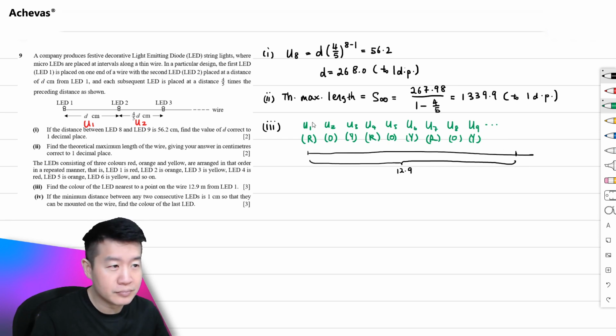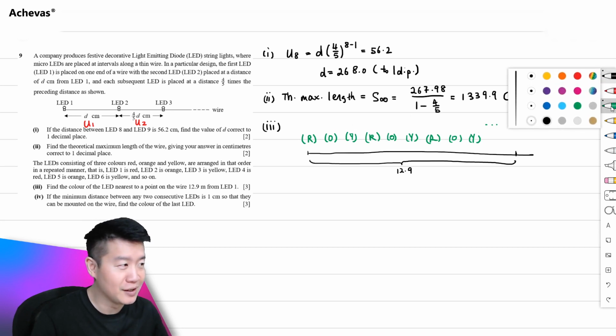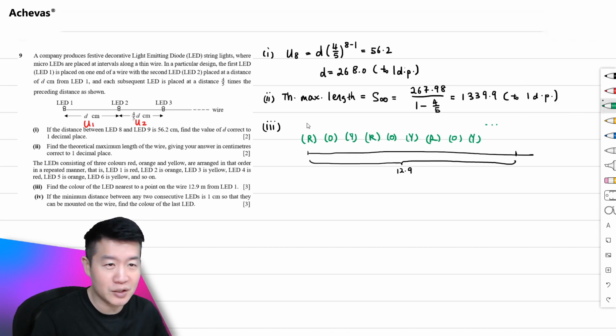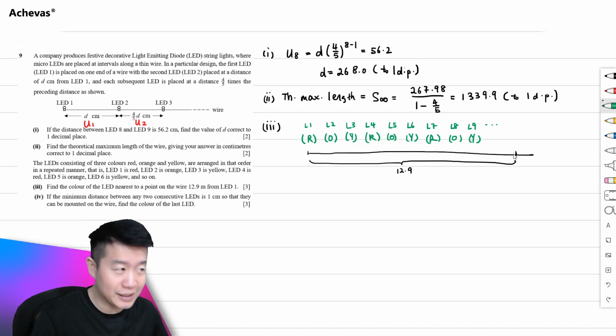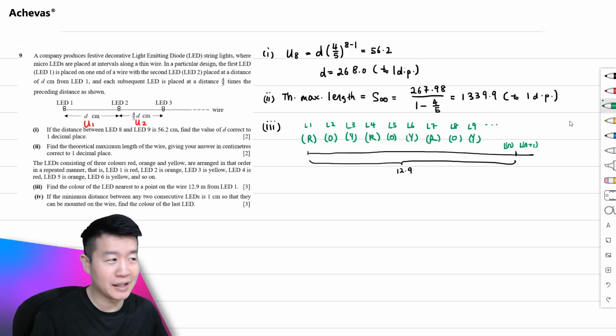Oh, I shouldn't use U1, U2, U3, U4. I wrote so many, but then it is incorrect. But I think I know what Claire is saying already. It is my wrong notation. So we are talking about LED 1, LED 2, LED 3, L4, L5, L6, L7, L8, L9, which means that in order for us to find the LED that is nearest to this point here, it can be either Ln or Ln plus 1. Either the one that is before or the one that is after.